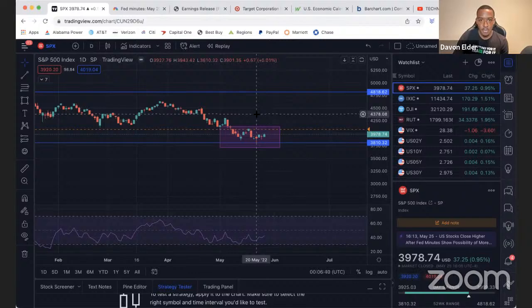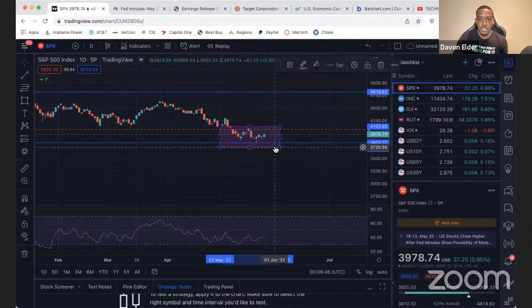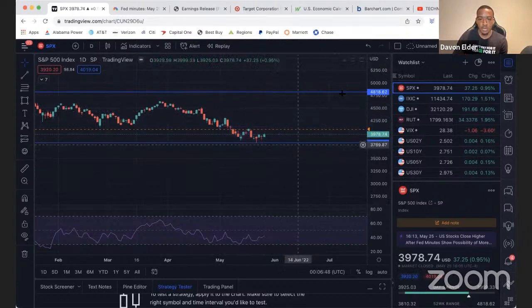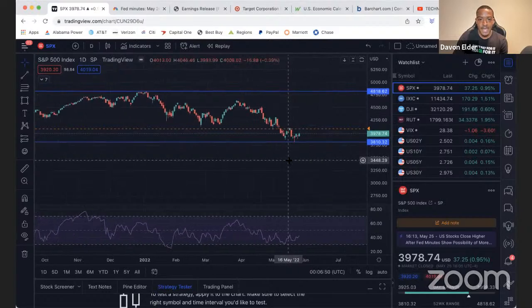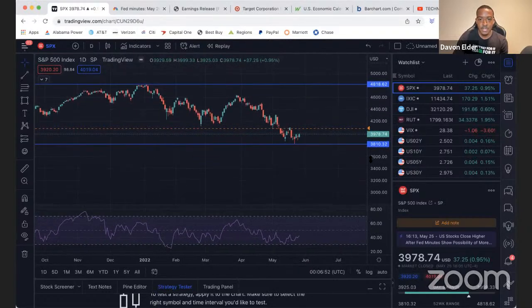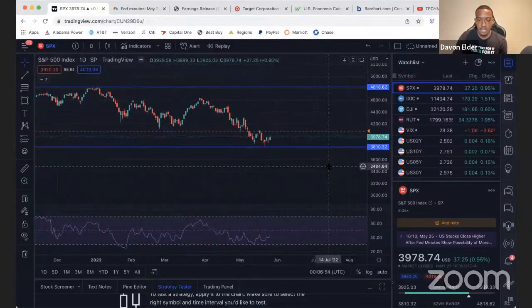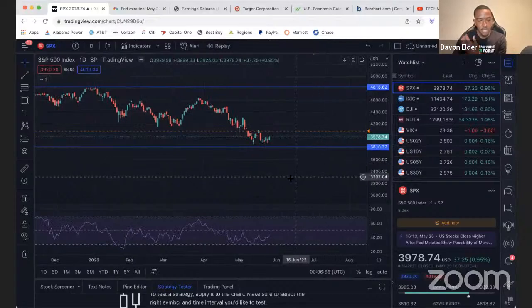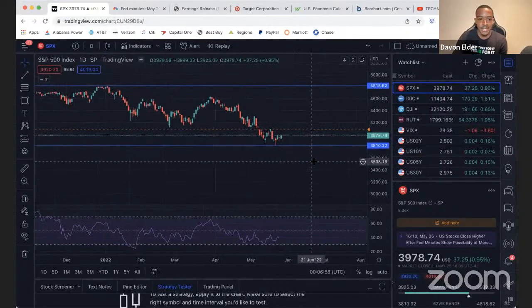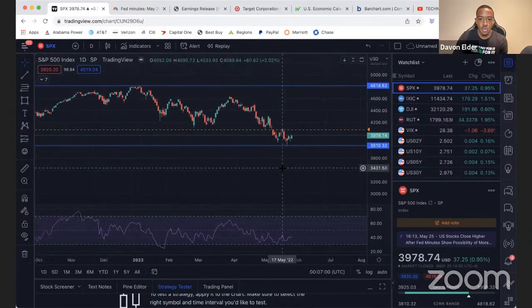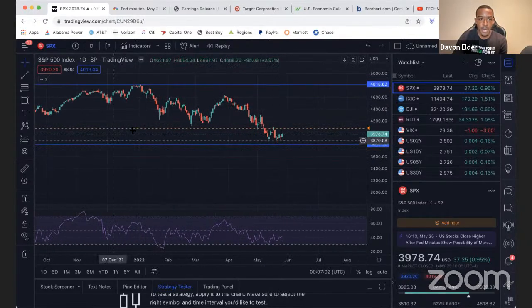And then we came down on May 20th and we closed right around 3,900 again. So we're pretty much double bottoming here. Now, that's not the main reason why I believe that we have hit the bottom in the market. There's also another thing I want us to look at too. So we've looked at the double bottom.